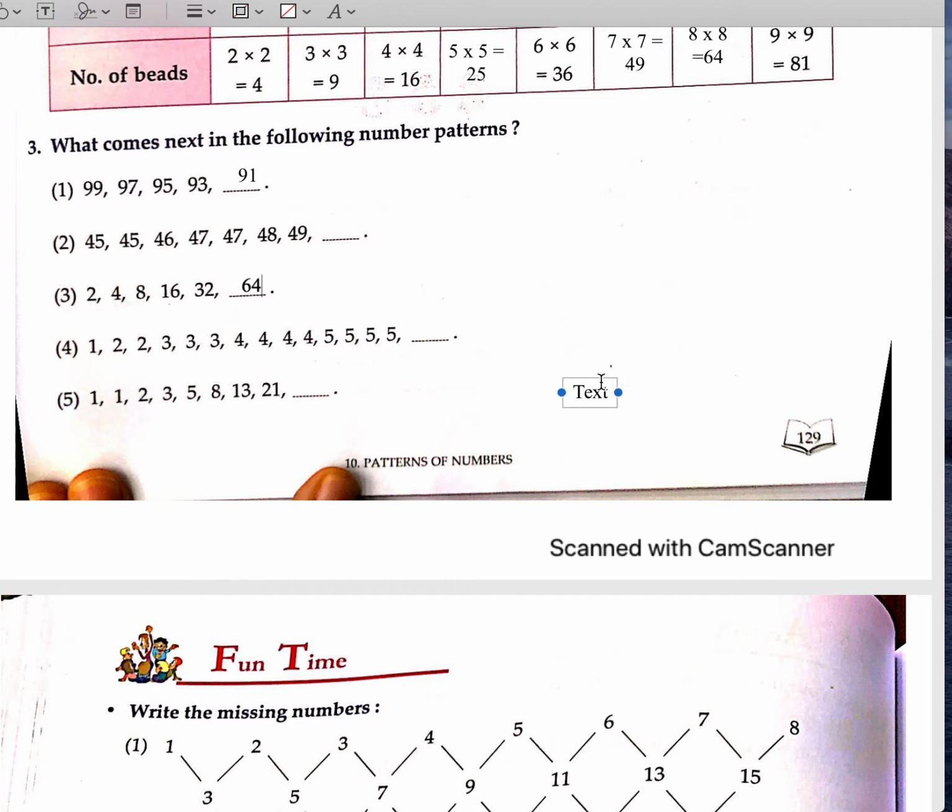Now the last one is 1, 2, 2, 3, 3, 3, 4, 4, 4, 4. So that is basically the number repeated: there is one 1, there are two 2s, and so on. So now there has to be 5 fives. So we just add another 5 here.